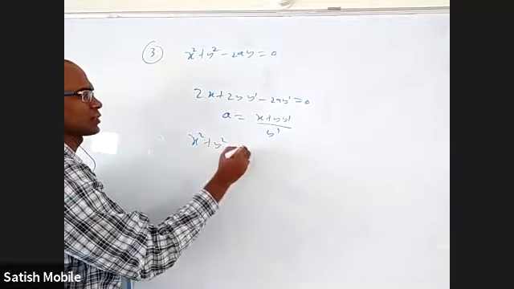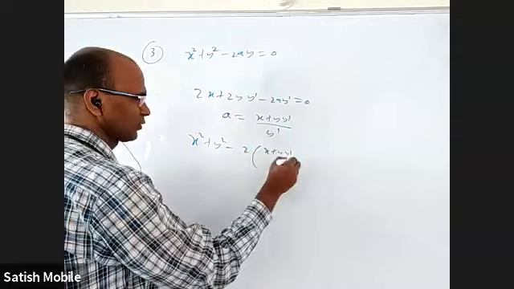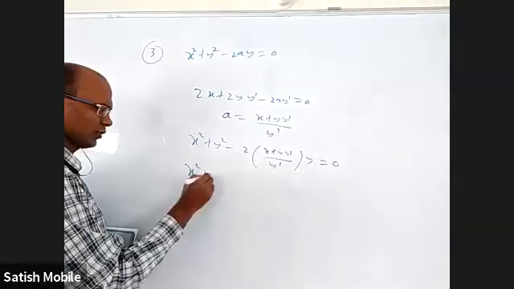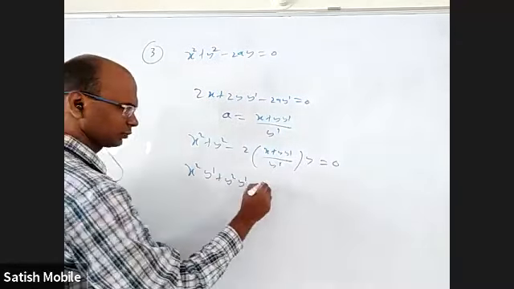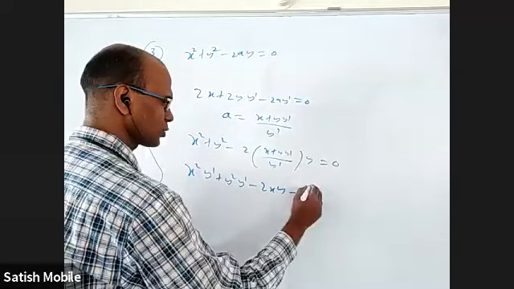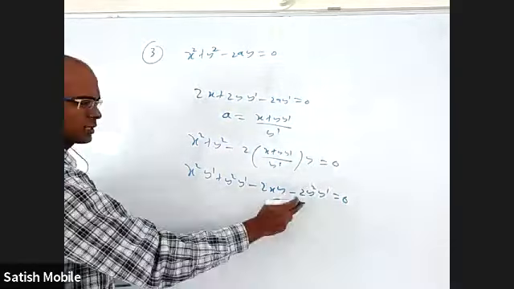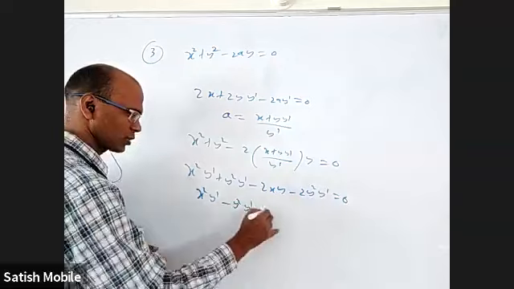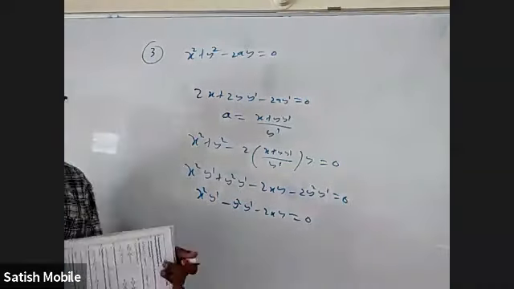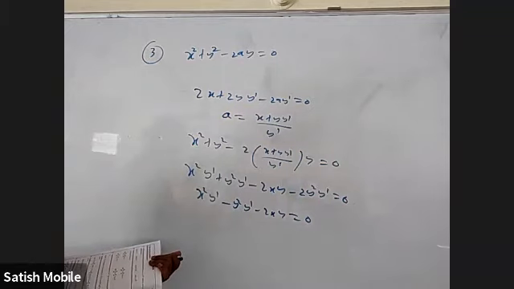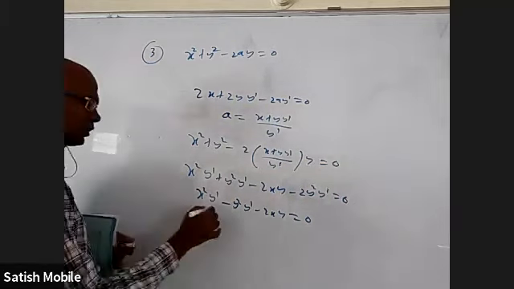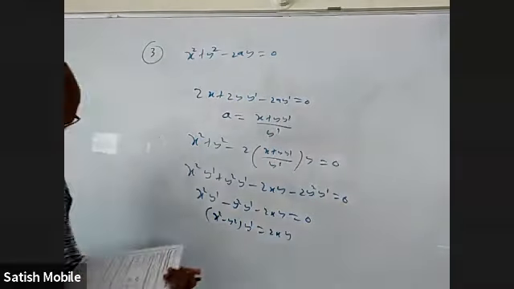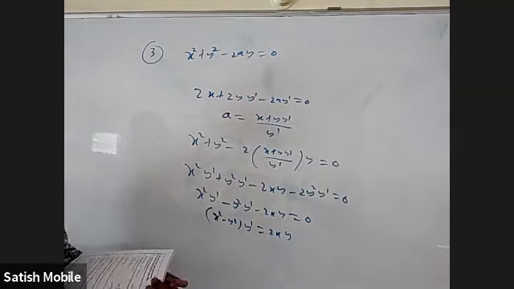I'll get x square plus y square minus 2 times (x plus y y dash) by y dash times y equal to 0. If I multiply with y dash, x square y dash plus y square y dash minus 2xy minus 2y square y dash equal to 0. This and this are the same with a minus, so I can cancel out. Then I'll get x square y dash minus y square y dash minus 2xy equal to 0. This is a differential equation. So I have taken y dash common here and would have written (x square minus y square) into y dash is equal to 2xy. This is one way to do it.